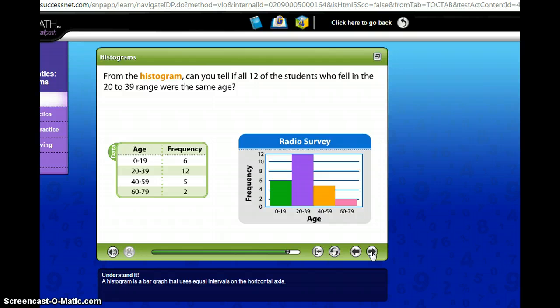Be nice. From the histogram, can you tell if all 12 of the students who fell in the 20 to 39 range were the same age? Can you tell what age they were? No, we don't know. They could have been, some of them 21, some of them 20, some of them 27, some of them 38. We don't know. We just know their age fell somewhere in there. No, you cannot tell if all 12 of the students in the 20 to 39 range were the same age. The data shows only a frequency count.